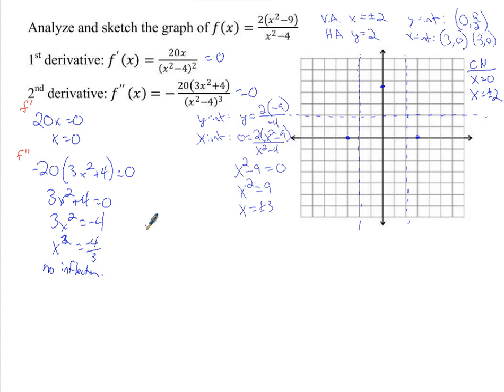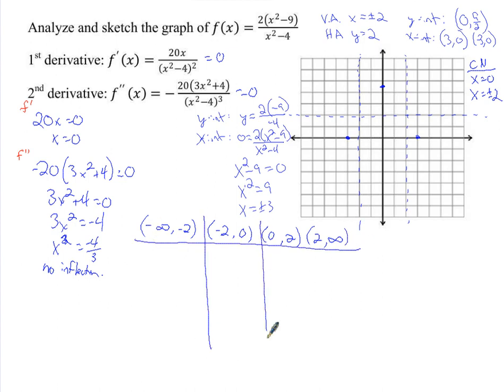So we start at negative infinity, and we're going to our first critical number, which is negative 2. And then from negative 2 to our next critical number of 0, and then from 0 to 2, and then from 2 to infinity. We're going to set up a big table here. Everything is going in this table. We need some test numbers. So we'll pick those out.